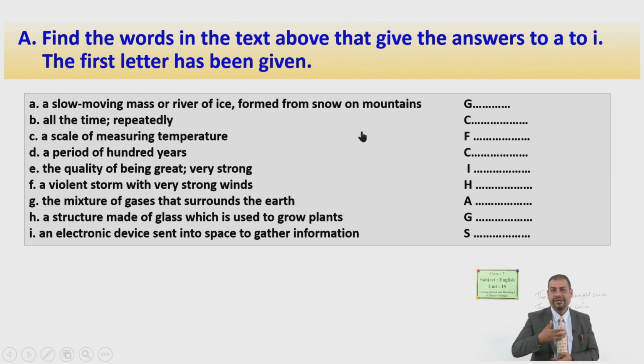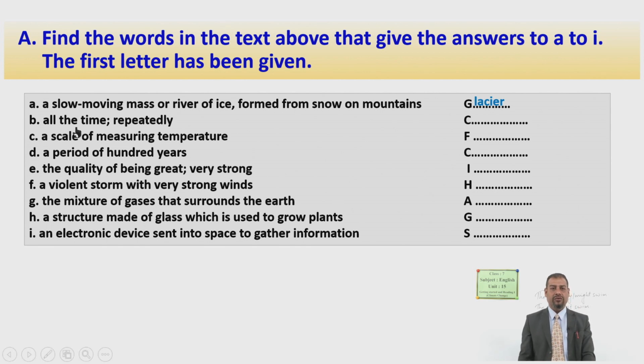Now you can tell me orally, okay? A slow moving mass or river of ice formed from snow on mountains. So what is the correct word for this meaning? Okay, your answer should be glacier. Glacier. I have shown you the picture also.